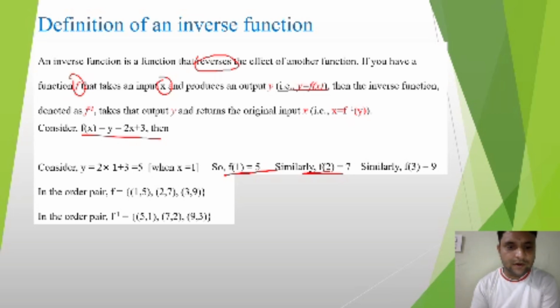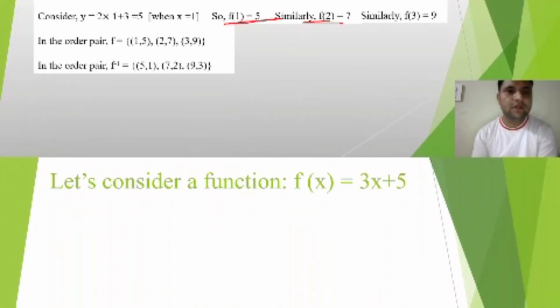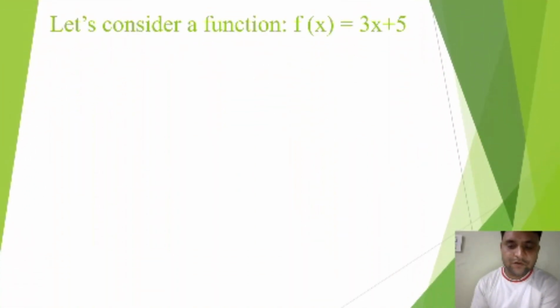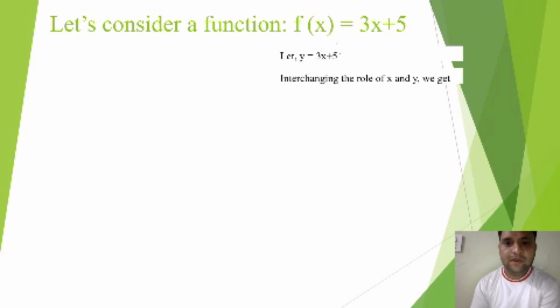Now we will talk about the solution of a function. Let us consider a function f(x) = 3x + 5. Let y = 3x + 5. We will now interchange the role of x and y. Wherever there is x, we write y, and this y will be substituted by x. By doing this, we get x = 3y + 5. Here was y, and we got x in place of y. Here was x, and we get y in place of this x.